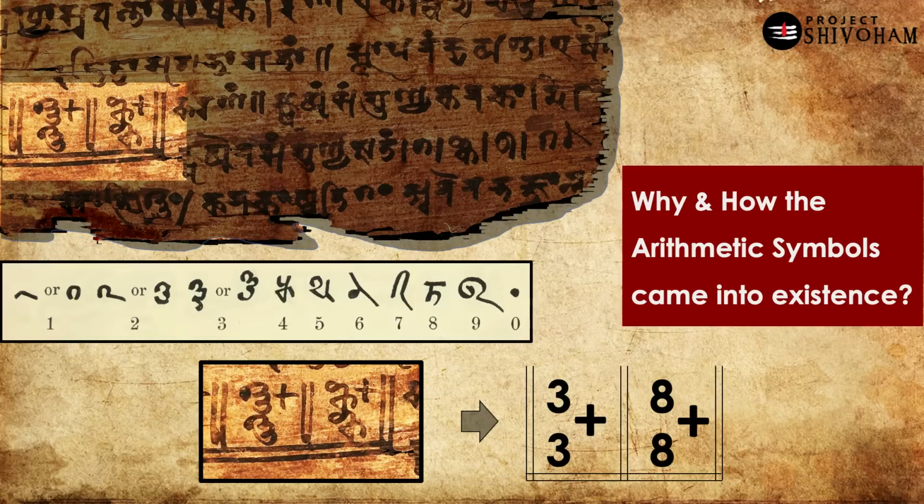It's quite interesting to observe these arithmetic operations from a different standpoint. Let us ask a question. Why and how did the arithmetic symbols that we are using today come into existence? With this question and this piece of the manuscript that we have on the screen, 3 plus 3, one written on top of the other one, and 8 plus 8. What does it mean? And how did this plus symbol come into existence? Let us try to find it out.